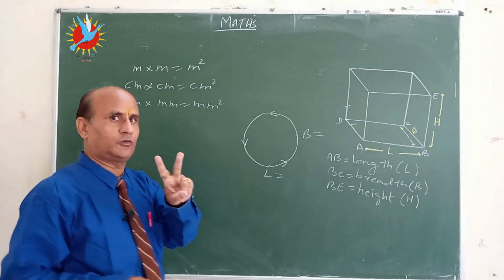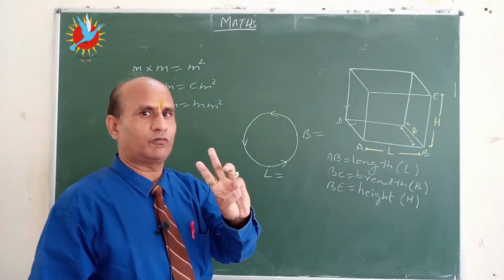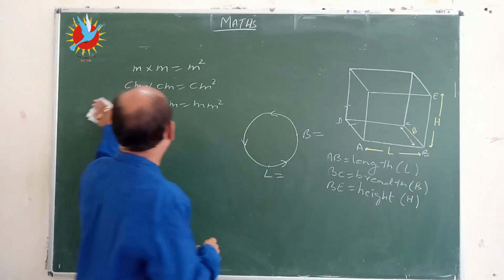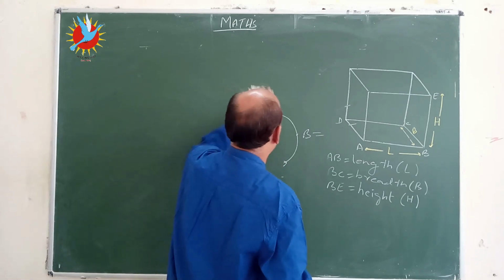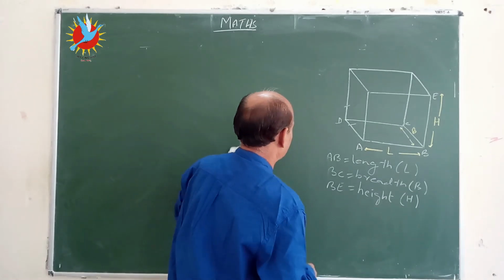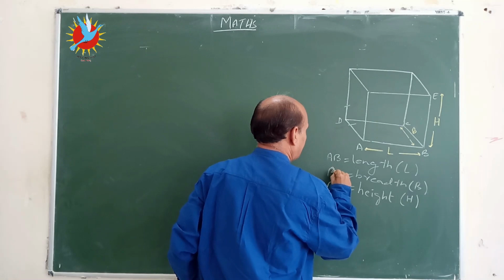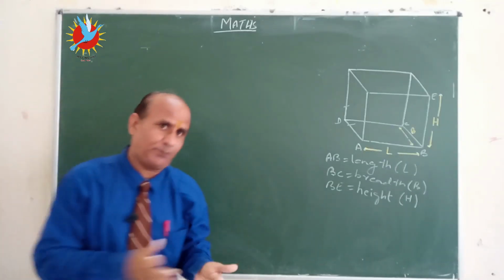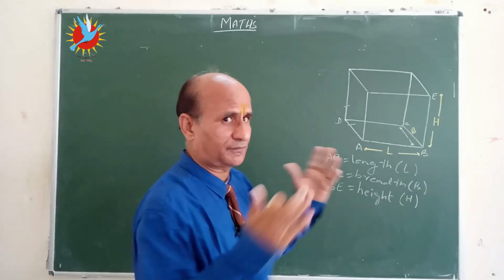So what we have learned? We have learned 2 formulas of the cuboid. One is volume and the other one is surface area. The third is the area of the 4 walls. How to find the area of the 4 walls? Now here it is the same method of finding the area of surfaces.